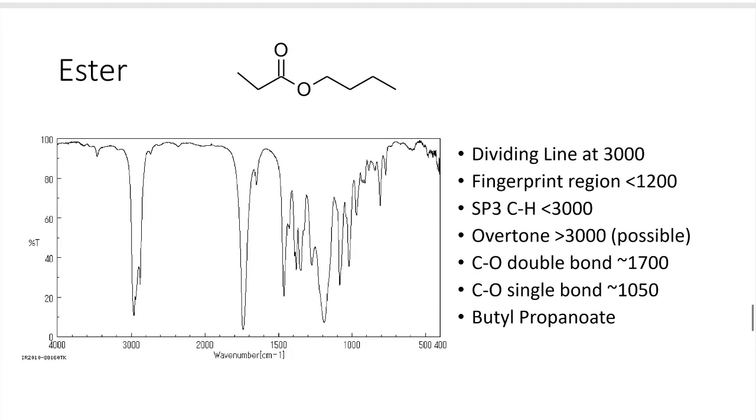For an ester, we have similar features as a ketone, but we'll have something a little bit different, and that's a peak at around 1050 for that carbon-oxygen single bond here.